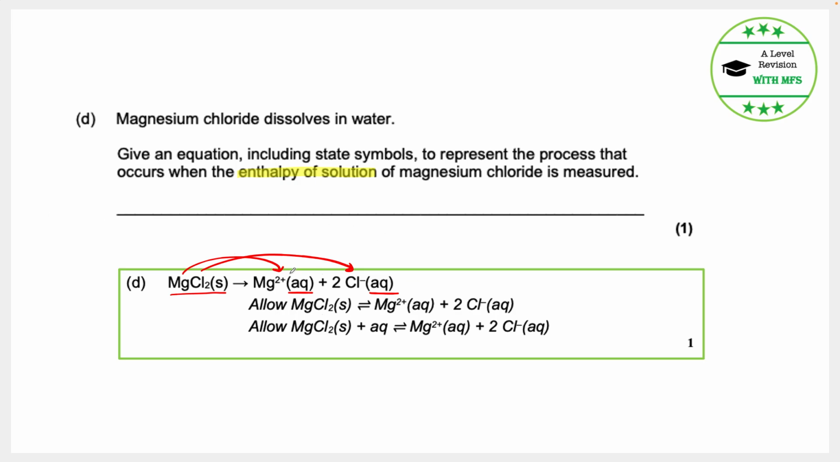The key part here is that there's not much thermodynamics to this question, apart from the fact that it's enthalpy of solution. Just remember that solution means dissolved in water. If something is dissolved in water, you know that it's going to have the state symbol aq. And because the compound magnesium chloride is dissolving in water, and you're asked to work out the enthalpy of solution, the ions in the compound MgCl2 are just going to separate. That's basically what's happening here.